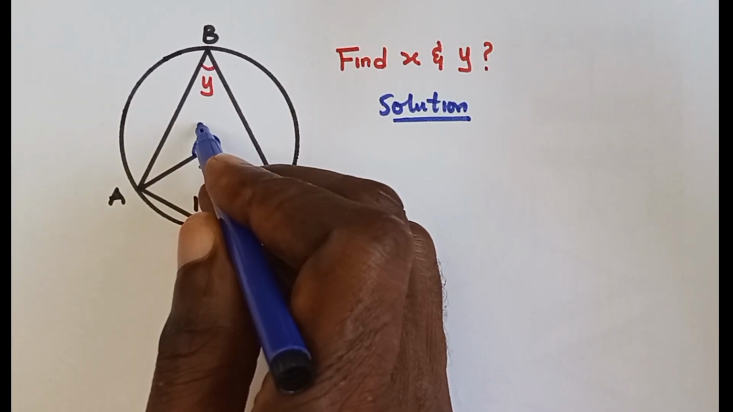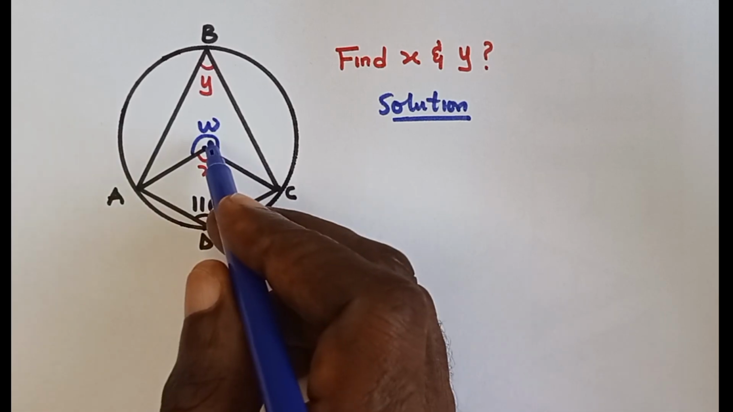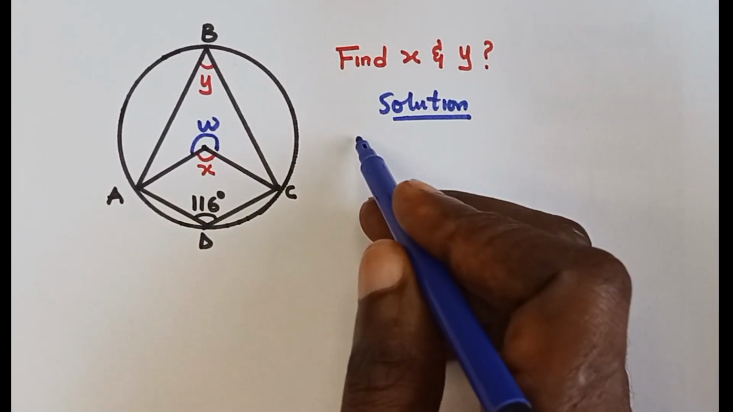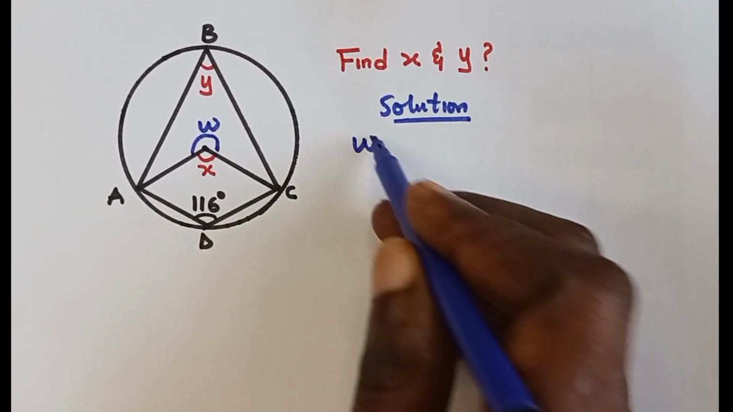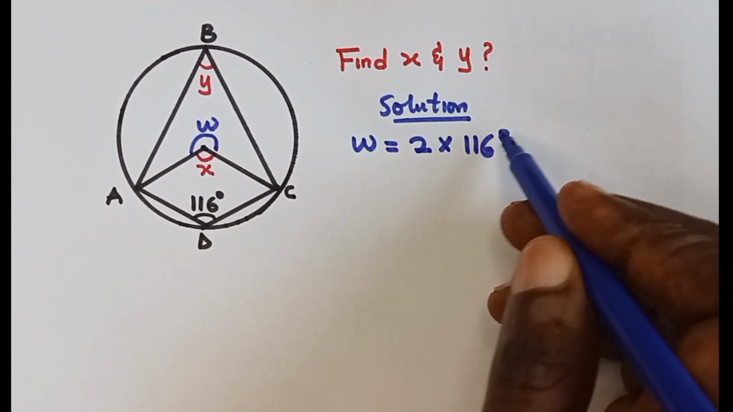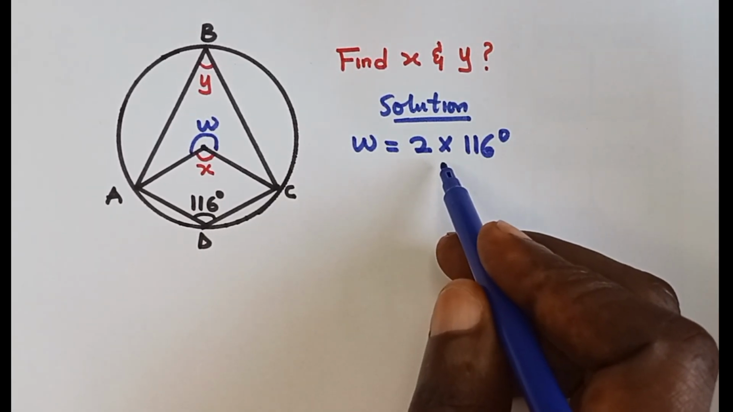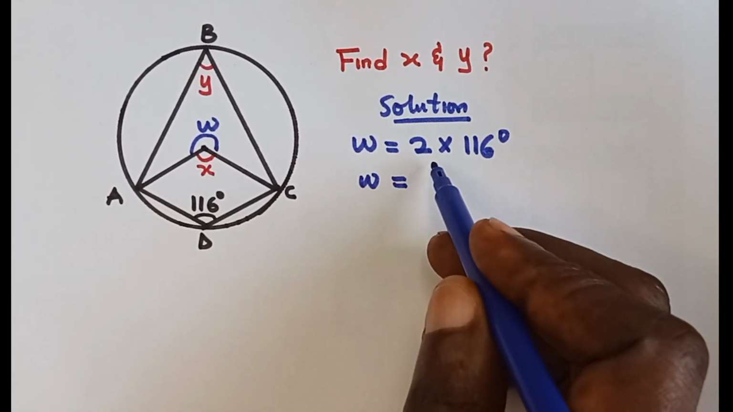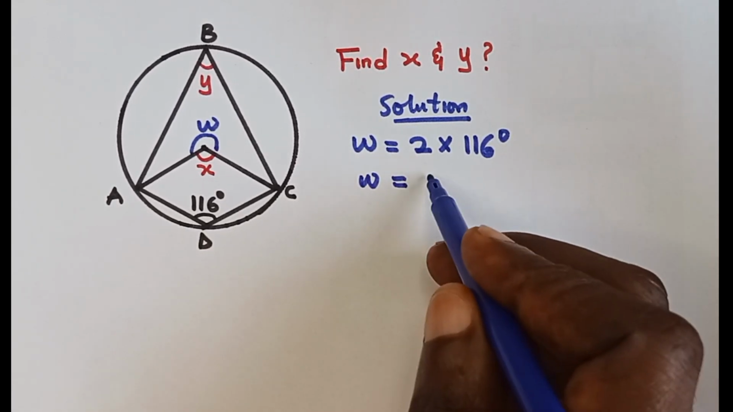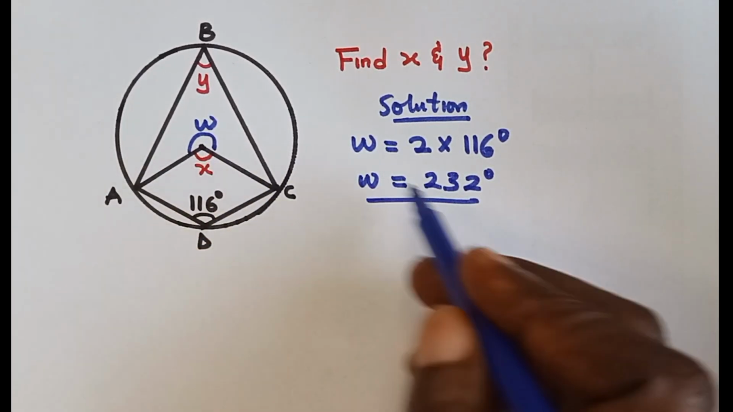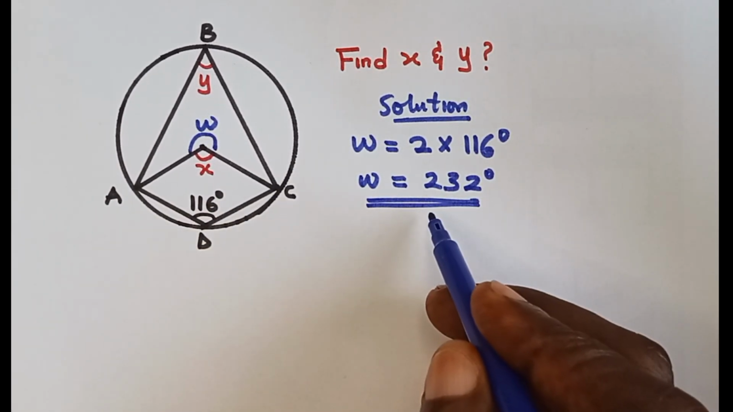Alright, so we can say this place is W. It means the angle at the center, which is W, is twice the angle at the circumference, which is 116. So W is equal to 2 times 116, which is 232 degrees. That is the angle at the center, 232 degrees.